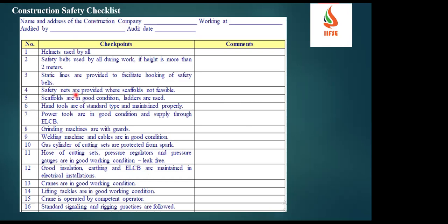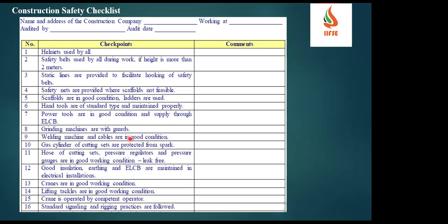Then a safety belt must be used during the work if the height is more than 2 meters. It is not about 2 meters, it is about 1.80 meters. So whenever there are activities happening above ground level, 1.8 meters and above, the safety belt has to be used. Static lines, in the sense of lifelines, are provided to facilitate the hooking of the safety belts. Then safety nets are provided where scaffolds are not feasible. Scaffolds are in good condition and ladders are used. Whatever ladders we are using have to be in good condition. Hand tools are of the standard type and also maintained properly.